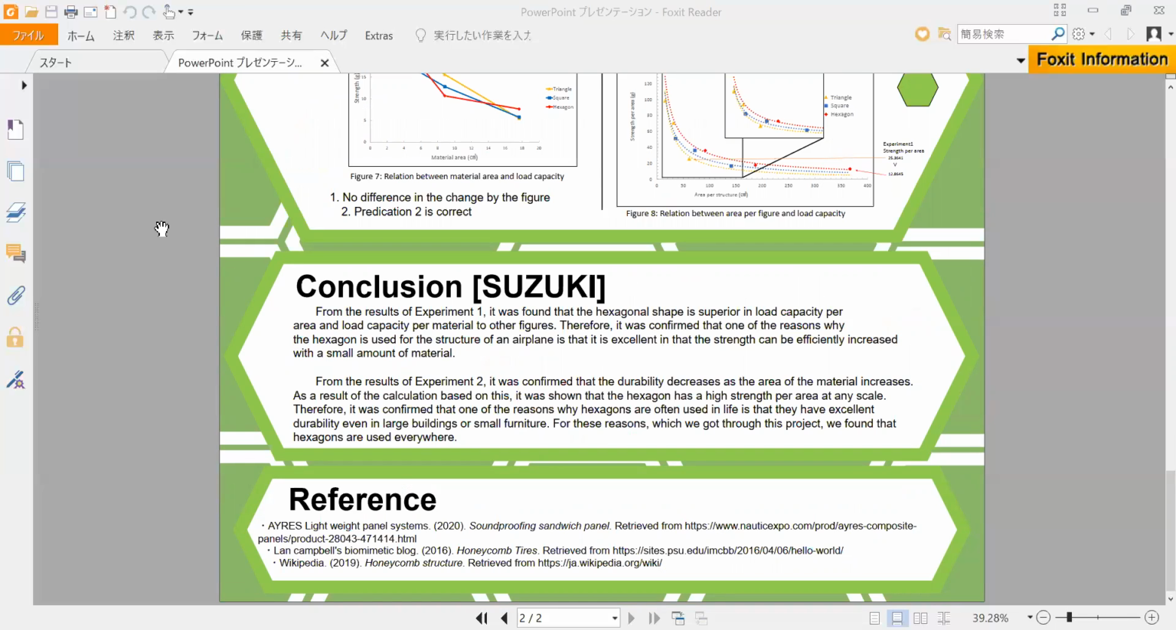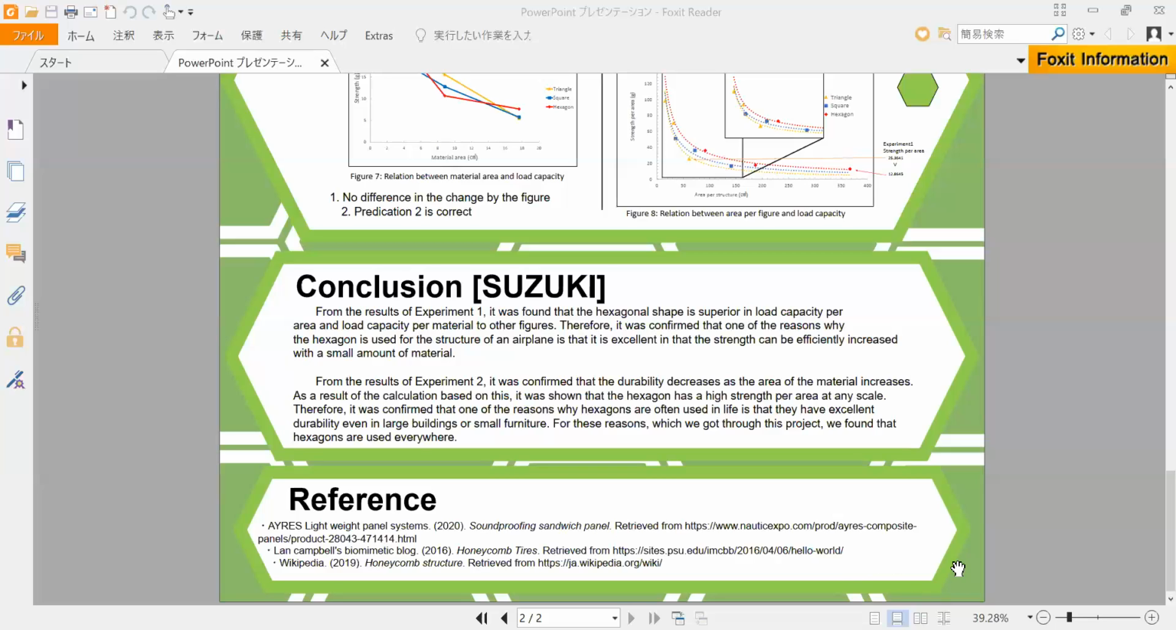From the result of experiment 1, it was found that the hexagonal shape is superior in load capacity per area and load capacity per material to other figures. Therefore, it was confirmed that one of the reasons why the hexagon is used for the structure of an airplane is that it is excellent in that the strength can be efficiently increased with a small amount of material.